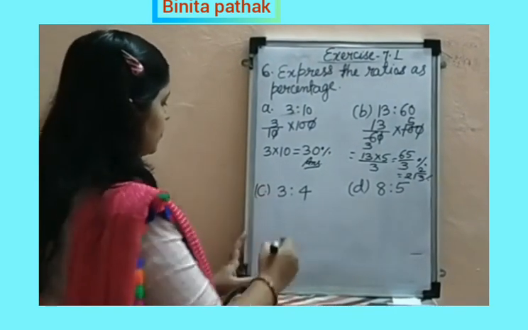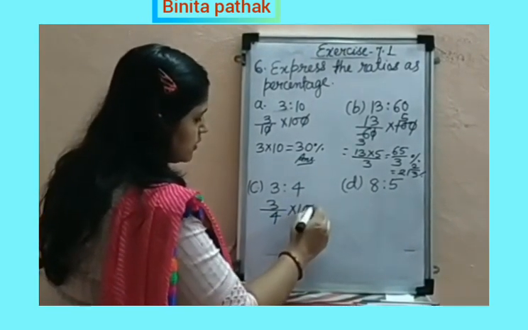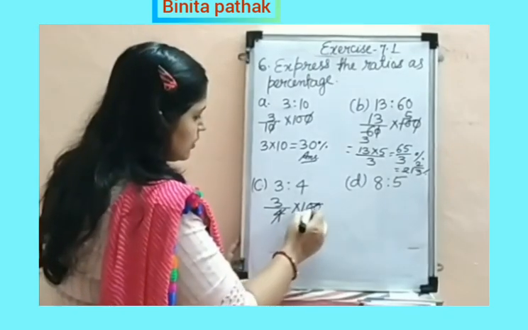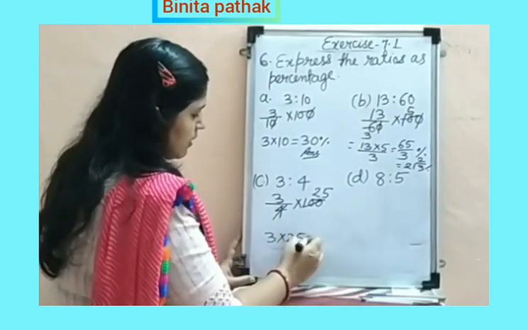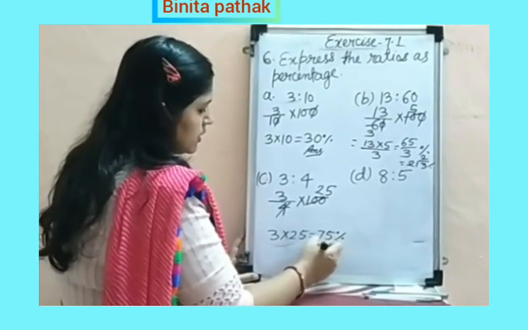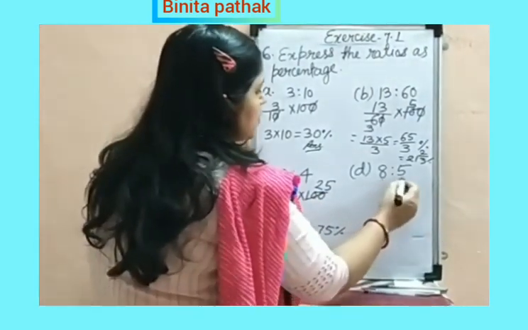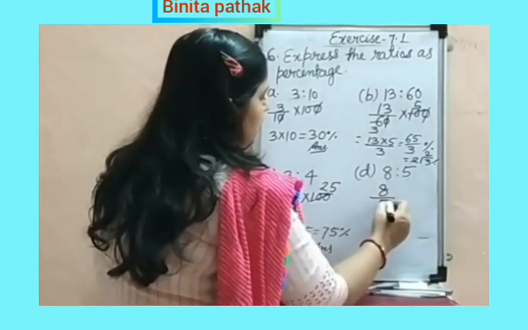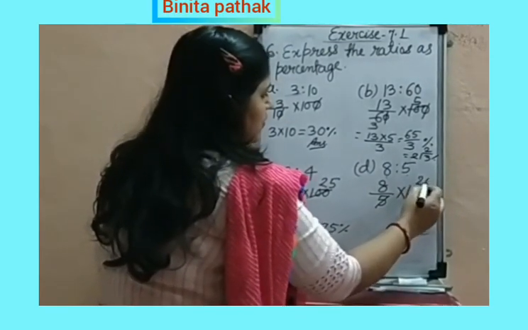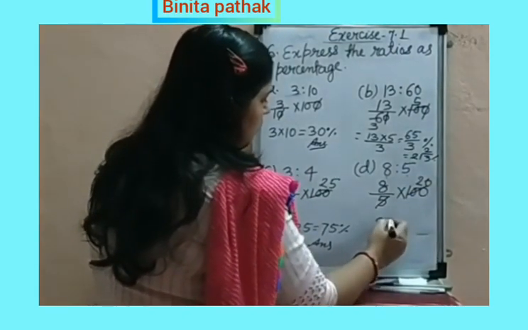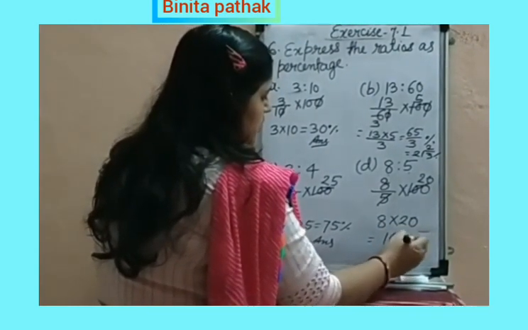Now 3 is to 4, that is 3 upon 4 and percent, into 100. Cancel the numbers. 25 4s are 100. We have here 3 into 25, that is 75% answer. And the last question is 8 is to 5. So 8 upon 5 and percent, 100. 20 5s are 100. We have 8 into 20. 8 2s are 16 and 1 zero, 160%.